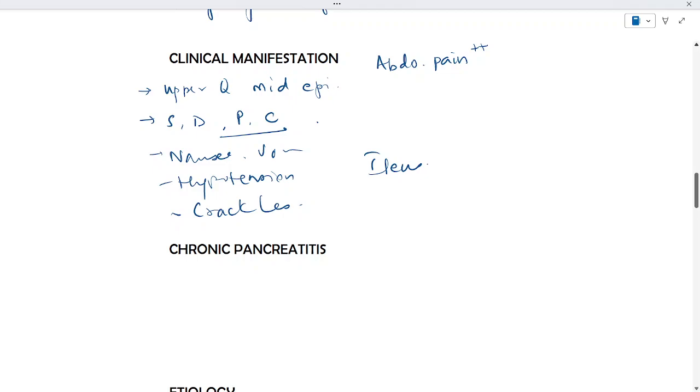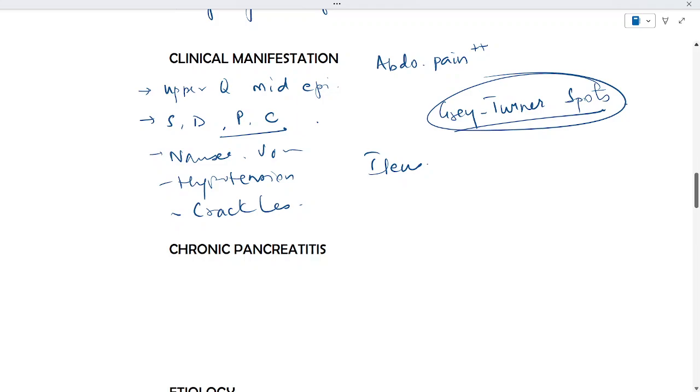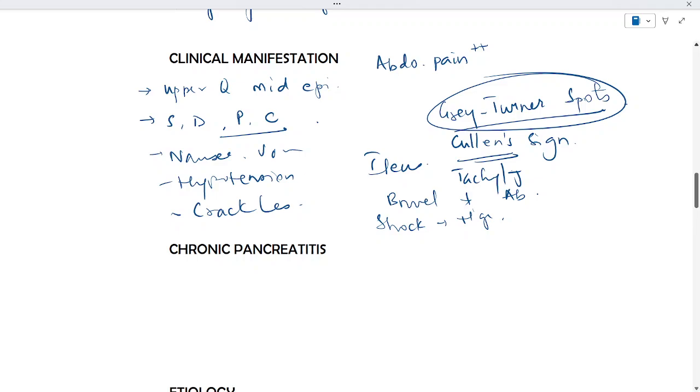Grey Turner spots, that is bluish flank discoloration. Again, I would repeat, Grey Turner spots are important, that is bluish flank discoloration. Second is Cullen's sign, that is bluish periumbilical area, along with tachycardia and jaundice. Bowel sounds would be either decreased or absent. Shock may arise because of hemorrhage or toxemia from activated enzymes, and also as the person might be having hypotension and hypovolemia that develops as a result of fluid shift. So that's all about the clinical manifestations.